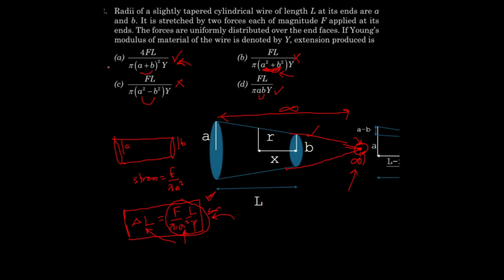In option A, if B is 0, this is not giving an infinite result. In option D, if we put B tends to 0, then this goes to infinity. So option D is correct. This is how we can rule out these three options and arrive at the correct result, option D. Okay, thank you.